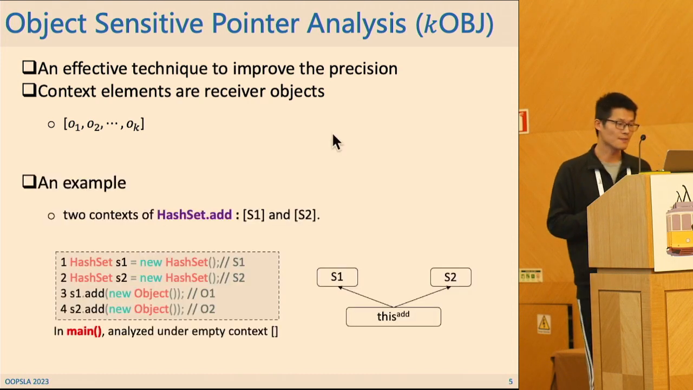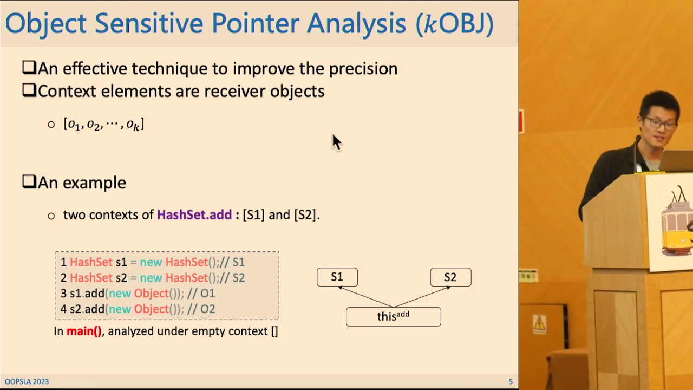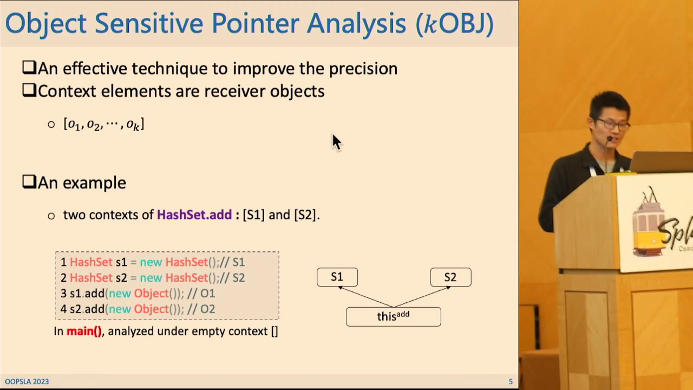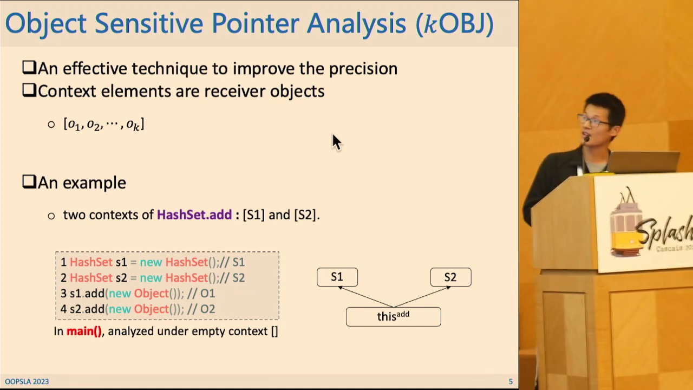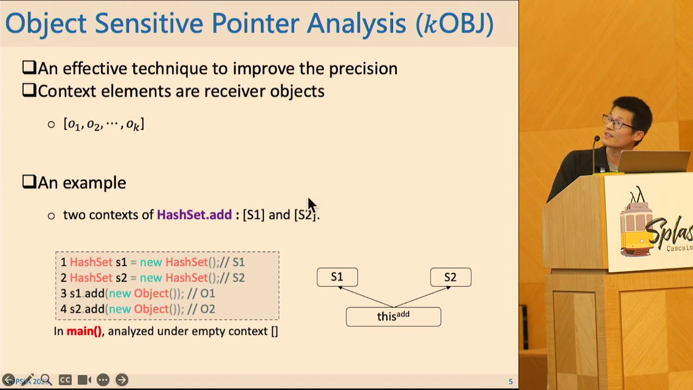Here is an example. In this code snippet, you can see the add method of the HashSet is invoked twice, in line 3 and line 4, with two different receiver objects, S1 and S2. So the add method has two different receiver objects, and it will be analyzed in two different contexts, S1 and S2.